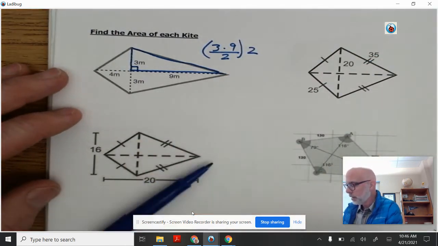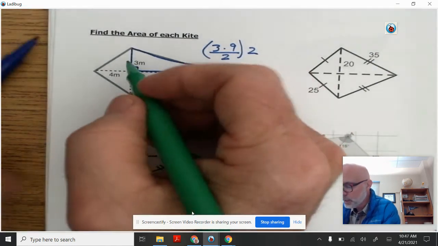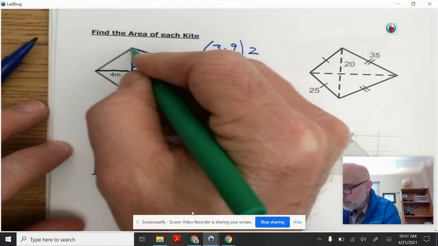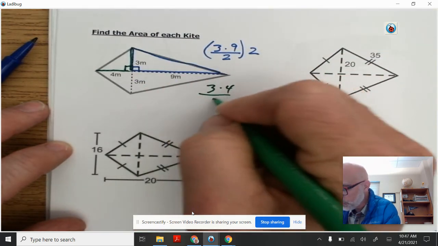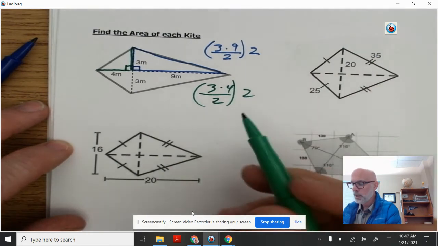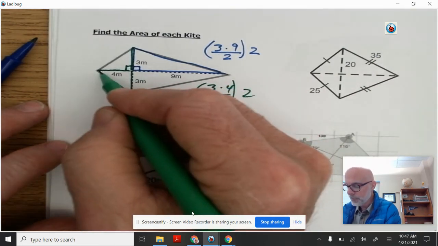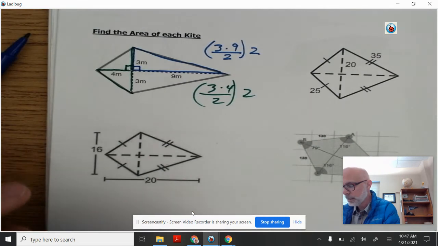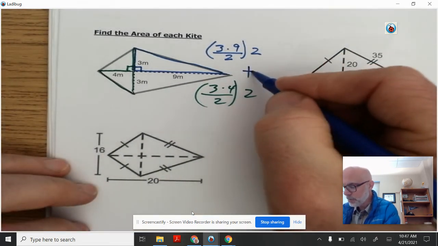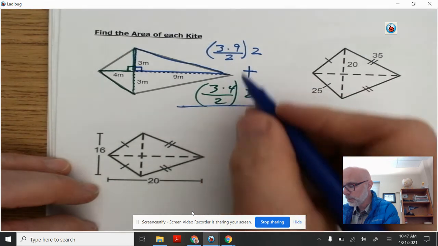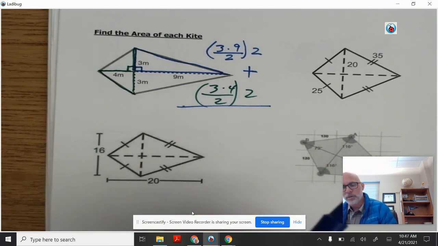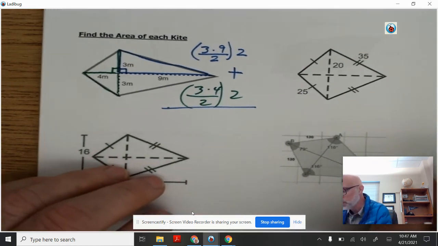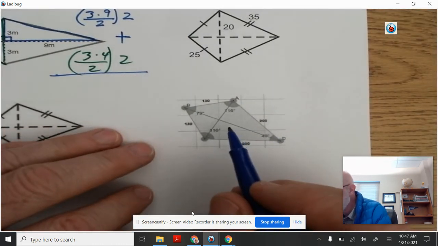Then I would need to do the same thing over here on this side. I've got 2 of these. That's 3 by 4, so 3 times 4 divided by 2, but I have 2 of those. So that would take care of this side here. And you can see how that would add together. These would have to add together to get your total sum down here for area. So for kites, there's not a special formula. Actually, there may be if you Google it or look one up, but this is how we're going to do it. Just think triangles.